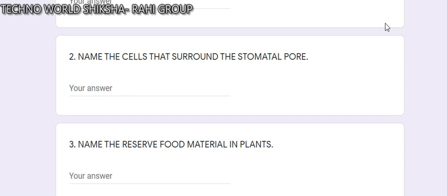So that gaseous exchange takes place through a special structure which is called stomata, and the cells that surround the stomatal pore are the parenchymatous cells which are known as guard cells. So the answer to your question number 2 is guard cells. These are the parenchymatous cells that surround the stomatal pore.